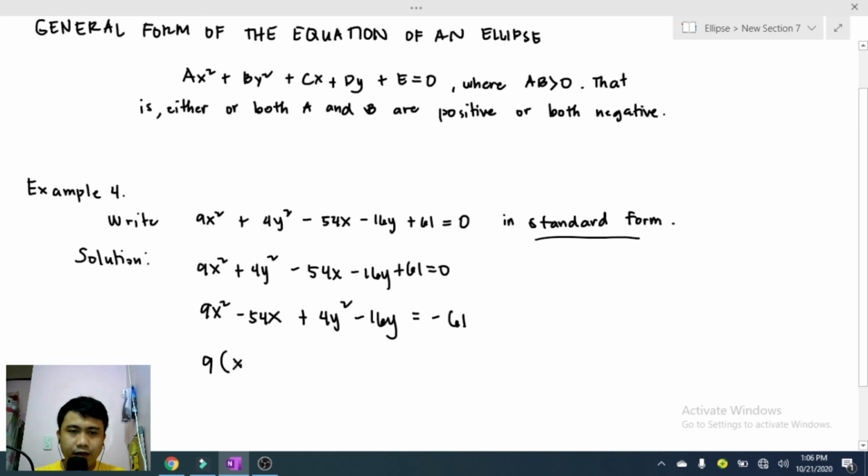So this will become x squared, negative 54x divided by 9 is 6x. Laglagan ko na lang ng plus third term kasi magpe-perfect square trinomial tayo mamaya, completing the square. Plus, ilabas ko din si 4. Y squared minus 16y divided by 4 is 4y. Plus the third term. Okay, equal yan sa negative 61 plus the third term. Pero before that, mayroon tayong 9 dyan. So, 9 times the third term.